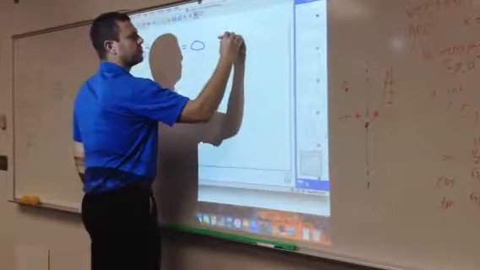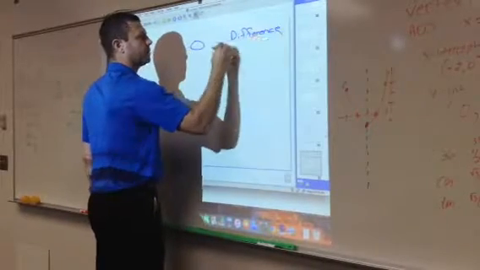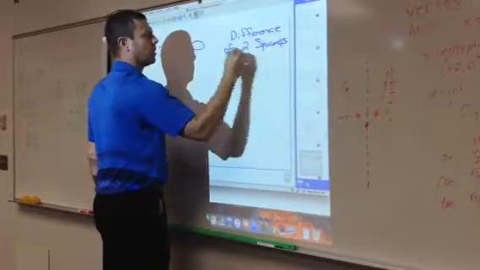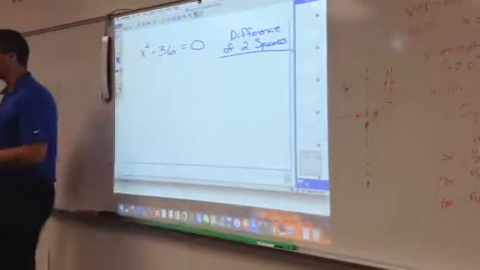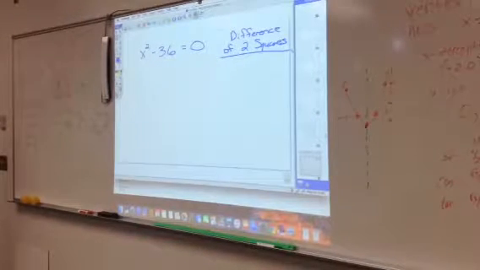It's called the difference of two squares rule. Difference of two squares. This is a special factoring rule that will show up quite often.